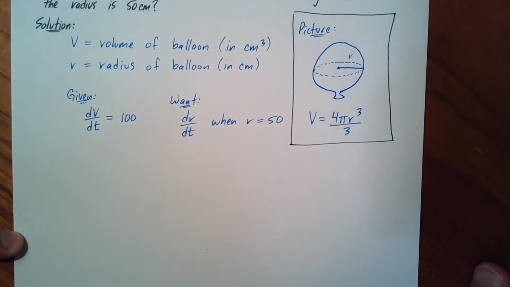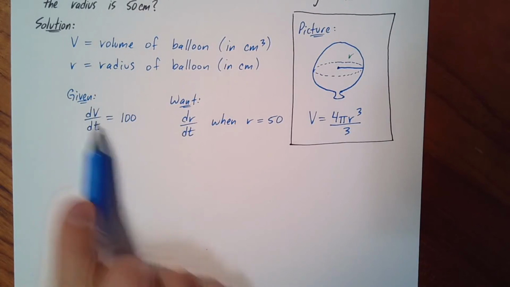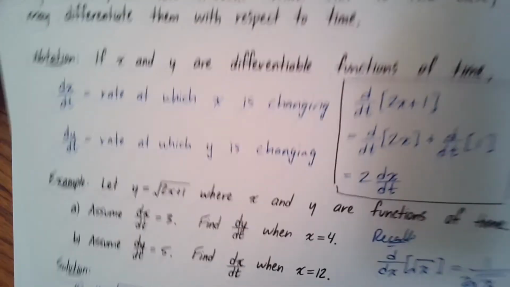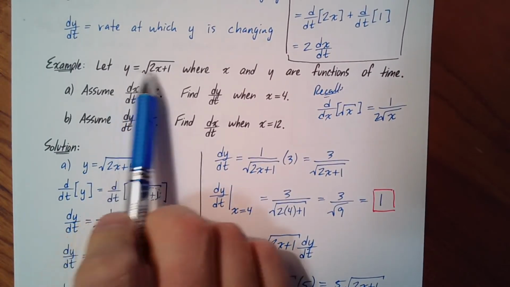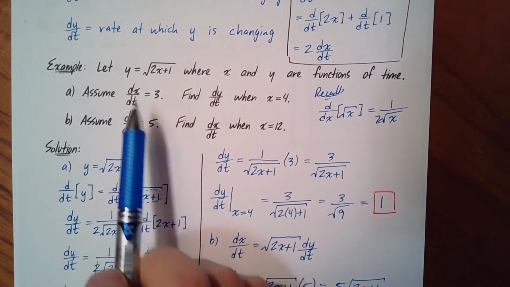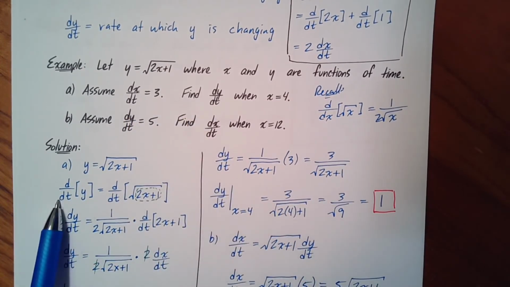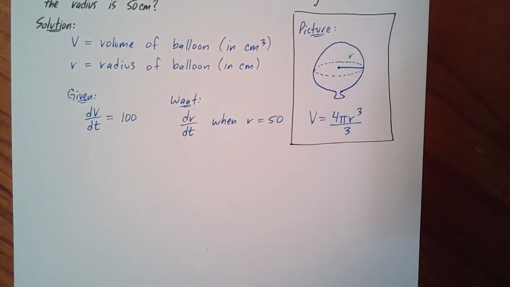Well, now we're going to use this relationship to get a relationship between the rates of change. And how are we going to do that? Exactly how we did it in this problem, right? We had a relationship between x and y, and we needed a relationship between dx/dt and dy/dt. And how did we do it? We took the derivative of both sides of the equation with respect to time. And that's what we're going to do here.